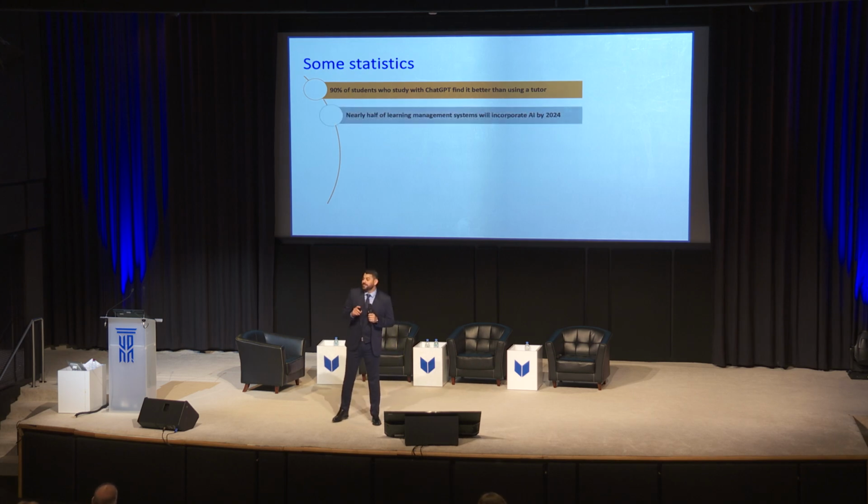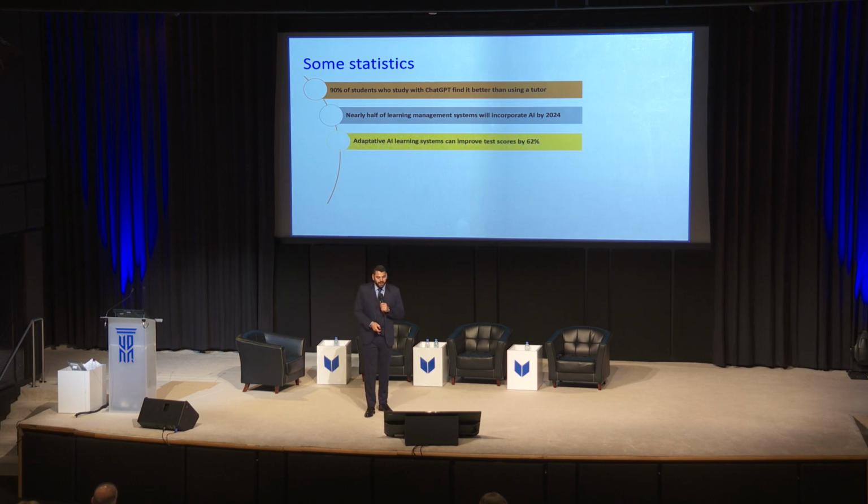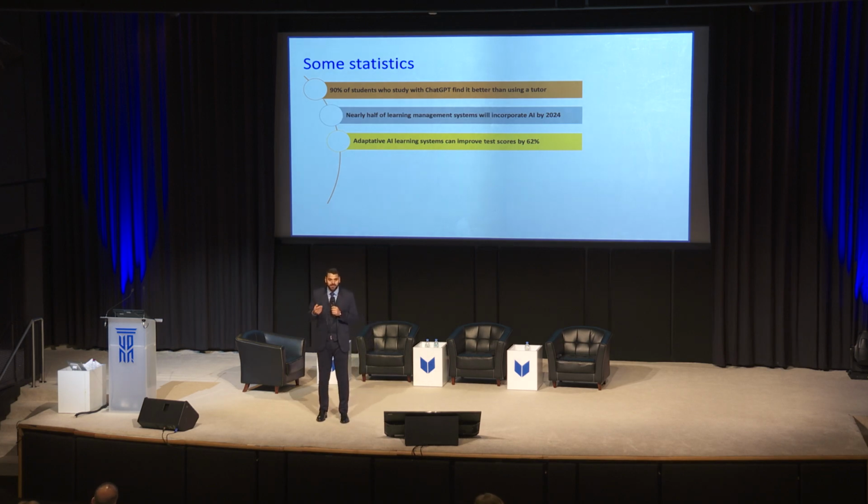Okay. This is also important for the platforms. Maybe Coursera, you are already ahead with these AI tools. Nearly half of the learning management systems, the LMS, D2L for example, Blackboard or Moodle, will incorporate the intelligent tutoring system, so the AI, in 2024. Adaptive AI learning systems can improve test scores by 62%. I'll discuss in the next slide what adaptive and personalized learning mean.